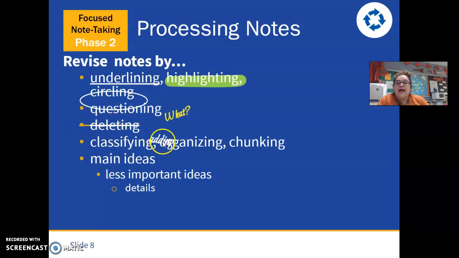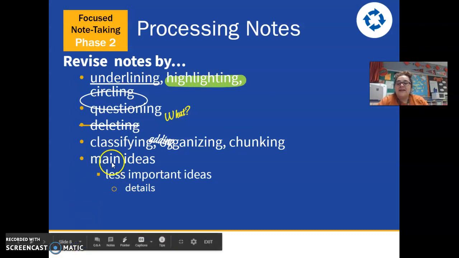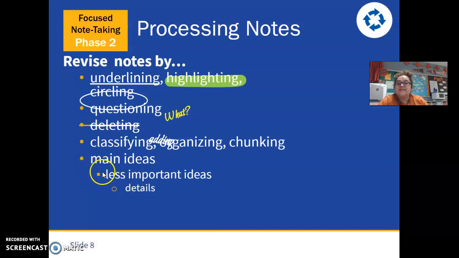We need to classify, add, organize, or chunk. So how can I put my notes in order? Maybe I can even get a colored pen and draw lines between where one topic starts and one topic ends, so I can separate it. And then even remember the outline idea, where I start with the main idea, I indent with a less important idea, and I indent with details. So these are some things that you can do to revise your notes. Underline, highlight, circle, question, ask questions, delete, organize, chunk.